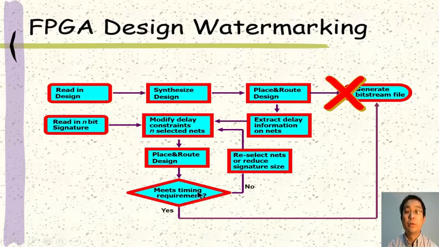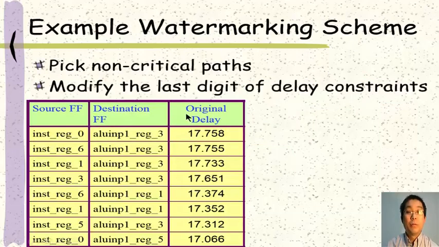And also, we are going to show later on using the industrial benchmarks to see whether there's any resource overhead. The only thing we can see here is we have to do this step multiple times to meet the timing requirement and embed the user's signature. And we'll also show you by results to see how much this additional time will cost. So this is an example watermarking scheme.